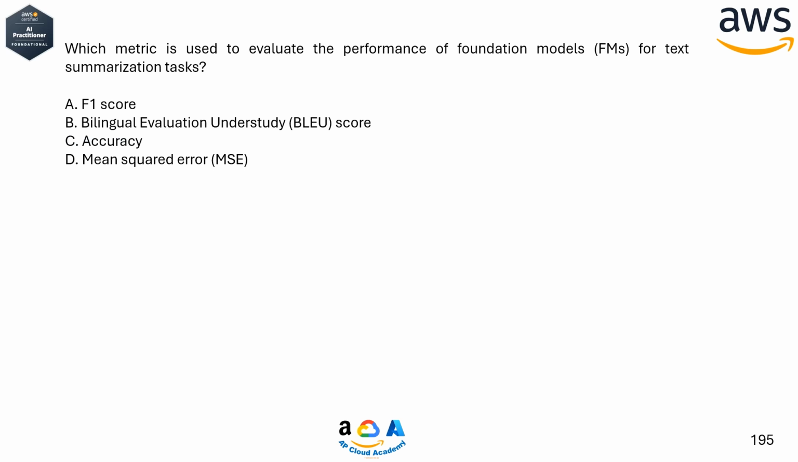Which metric is used to evaluate the performance of foundation models, FMs, for text summarization tasks? A. F1 score. B. Bilingual Evaluation Understudy, BLEU, score. C. Accuracy. D. Mean Squared Error, MSE.